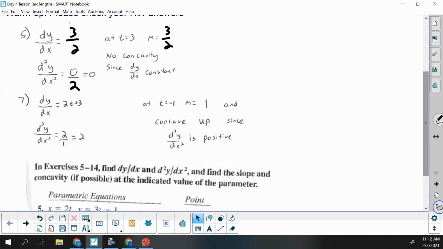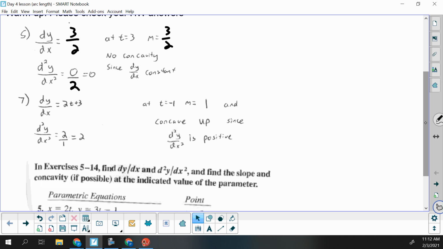So for your dy over dx, take your dy over dt, which was 3, over your dx over dt, which was 2. Then your second derivative is the derivative of 3 halves, which is 0, over your dx over dt, which was 2, so your second derivative is 0. At t equals 3, the slope is 3 halves, because it was always 3 halves, and there's no concavity, since it was 0 always for the second derivative.